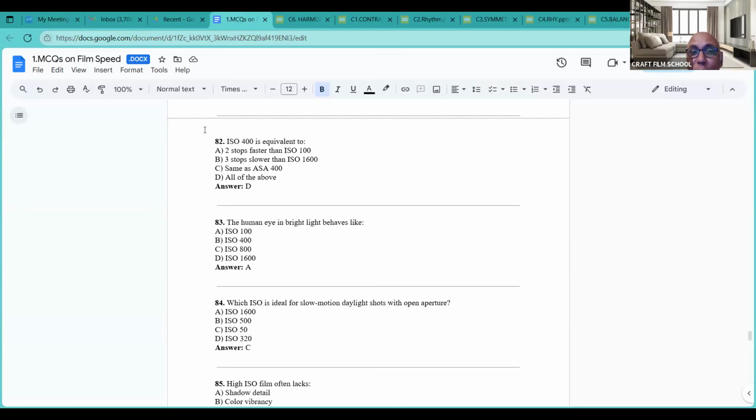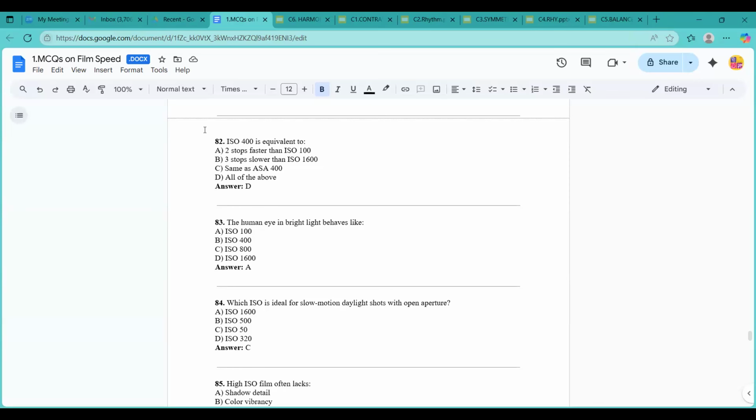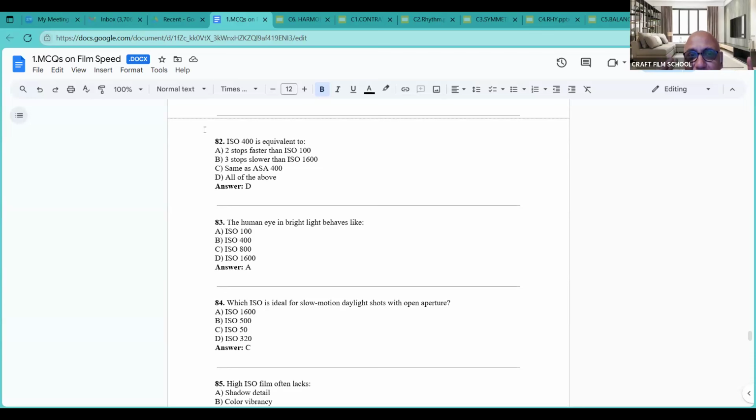400 ASA is 2 stops faster. Sir, listen carefully to the question once again. I'm rechecking these answers because somebody gave me... I asked a sensible student of ours who is working in Bombay, so I cannot go blindly unless I check myself. ISO 400 is equivalent to 2 stops faster than ISO 100.